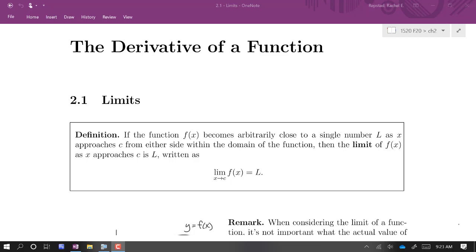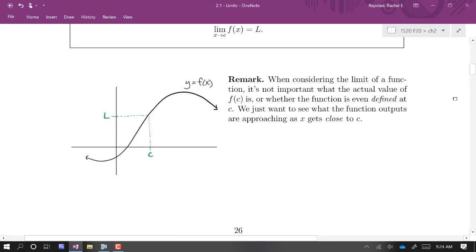We write it like this, right? We just write lim, and then underneath that x with a little arrow going to c, so the limit as x approaches c of f of x, whatever our function is, equals L. Now, here's what we mean when we talk about that.